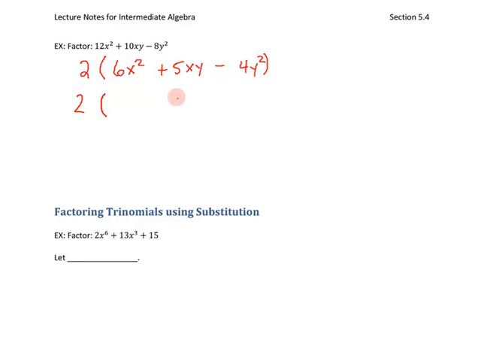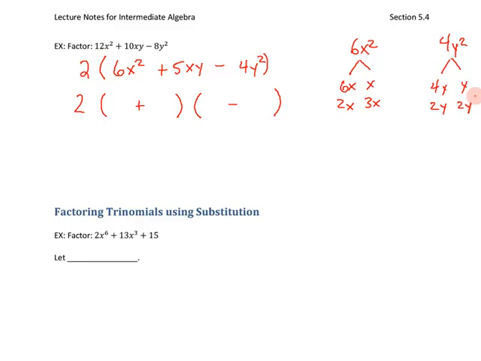So let's try our factoring. First of all, this sign tells me that there are opposite signs in here. 6x squared, two things multiplied together to give me that would be 6x and x, 2x and 3x. The 4y squared would be 4y and y and 2y and 2y. So let's try 2x and 3x, 4y and y.